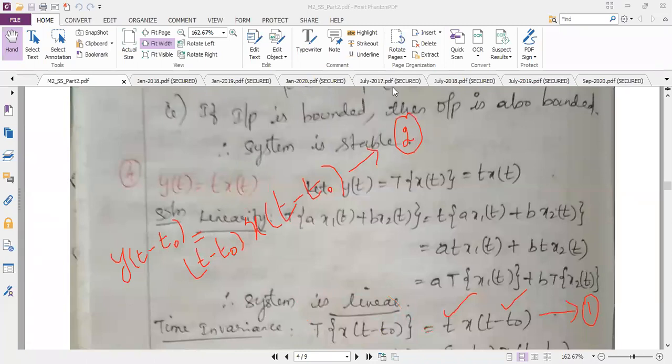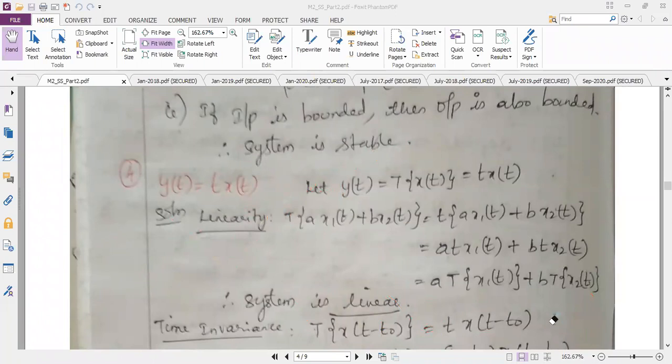No, ma'am. So what is the problem we are facing? T minus T naught is here, and here it is just T. Since the right hand sides are not matching, the left hand sides are also not matching. If it is not matching, can anybody tell me what your conclusion is? Time variant. Very good.